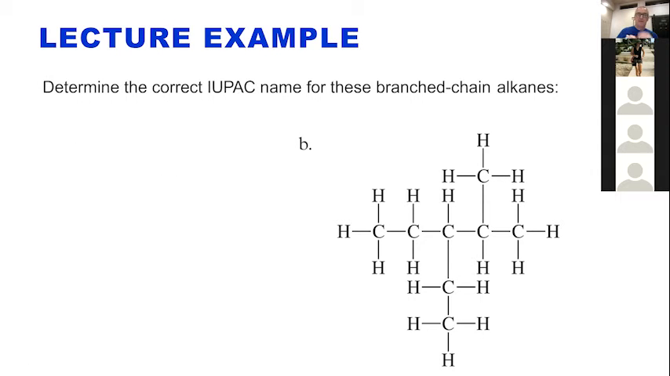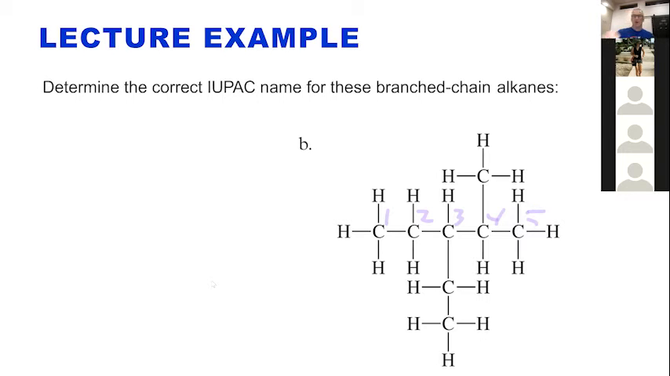Okay, now here we have something a little bigger. So what's the longest chain I could make with this one? 5 carbon. Right. So 1, oops, let me draw that again. 1, 2, 3, 4, 5.